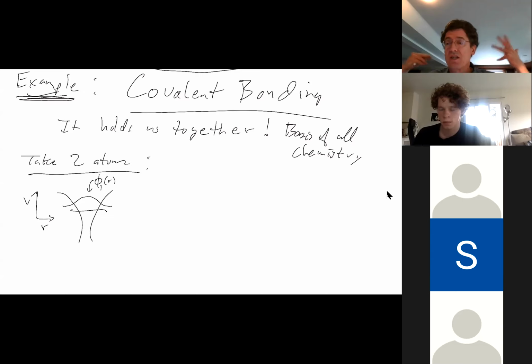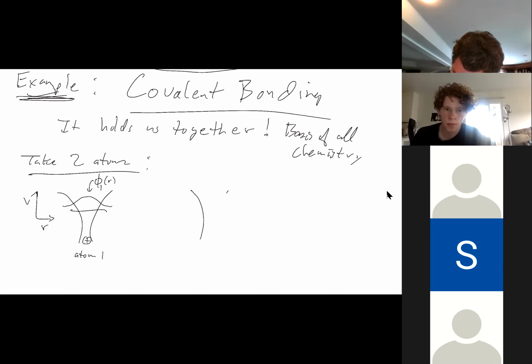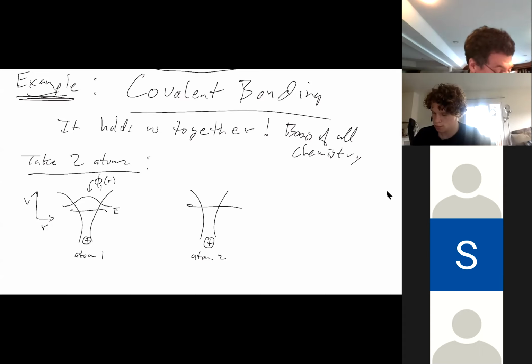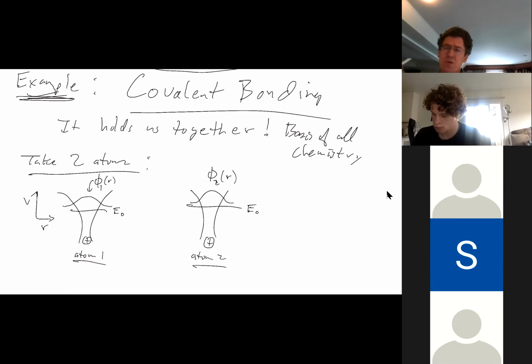This could be like the ground state of a hydrogen atom. I'll call that atom 1. There's a nucleus here, attracting the electron, so that's the electronic eigenstate. Now let's take another atom, atom 2, and it also has a ground state, E naught. I'll call that phi 2 of R. So I have two atoms, atom 1 and atom 2.